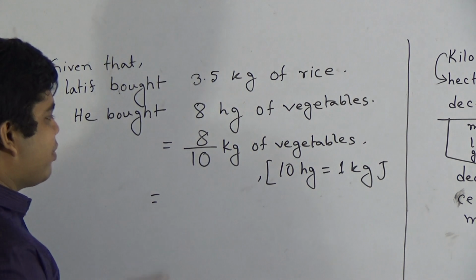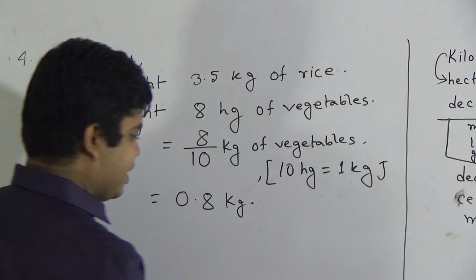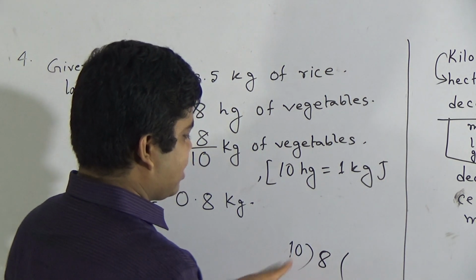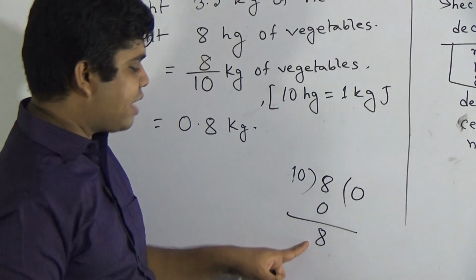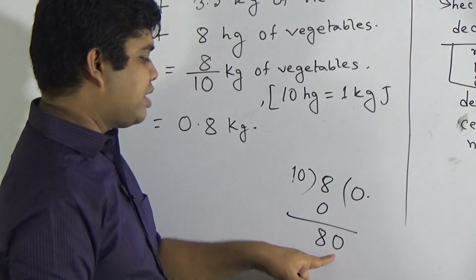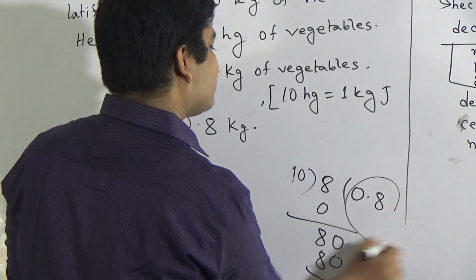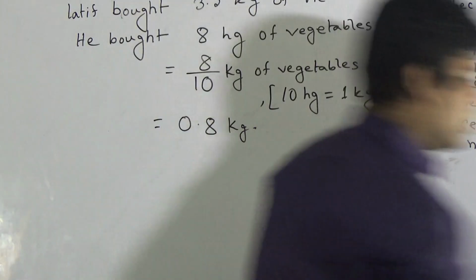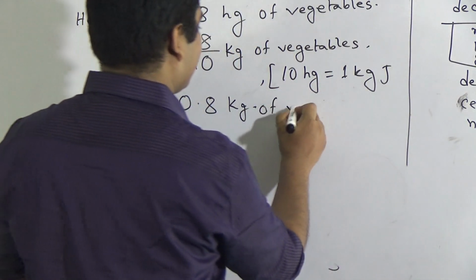Now we do division. If we divide 8 by 10, then we get 0.8 kg. How? Please notice 10 and 8. In 8, 10 goes 0 times, 0 tens are 0, then subtract, we get 8. Now this time we put a point, and for this point I write 0 here. So 80. In 80, 10 goes 8 times, that means 8 tens are 80. So 0.8 is the required amount of kg. I hope you have understood. Okay, 0.8 kg of vegetables.